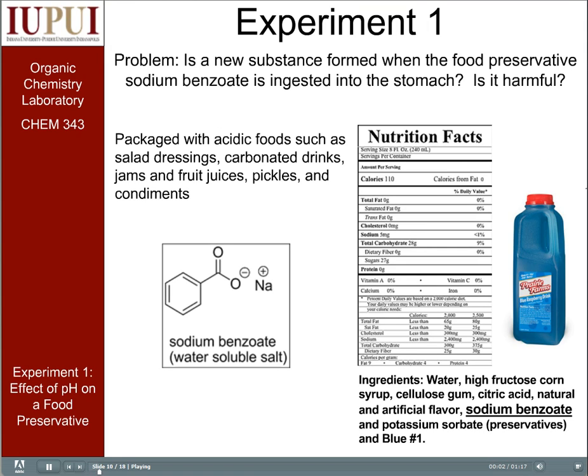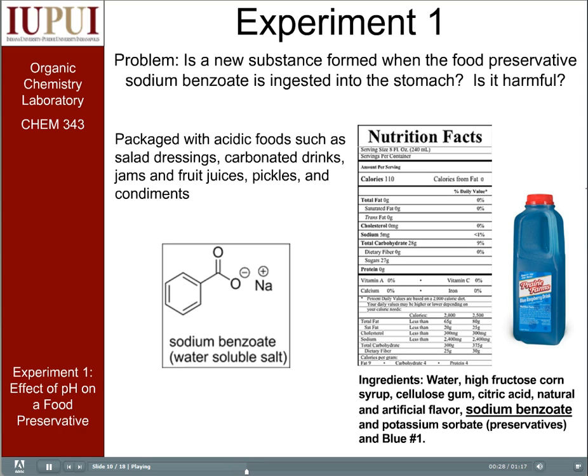So now that we've gotten the introduction out of the way, let's actually look at what experiment 1 is asking. They give you a little bit of background on what's going on, but they basically lay out the problem, wanting to know what happens if you ingest sodium benzoate. So is there a new substance formed when you take in this food preservative? You can see the structure down there in the box.